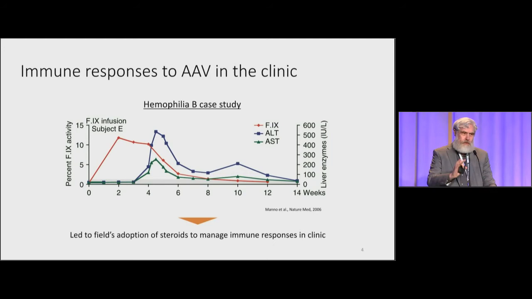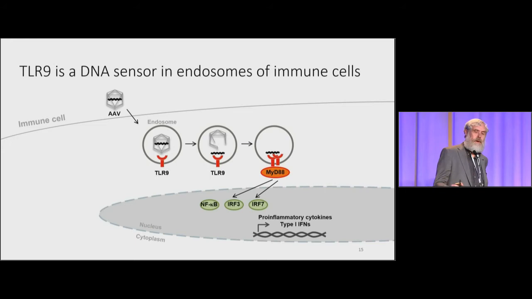So here are some examples from this hemophilia B case study where you have immune responses to AAV. I'm not going to go through these in detail. It's not from my lab, but I want to congratulate the people who have been bold enough to note the immune problems with this otherwise best case. We think that a lot of these immune problems, even if they're humoral or T cell mediated, start as innate immunity problems with the toll-like receptor pathway.